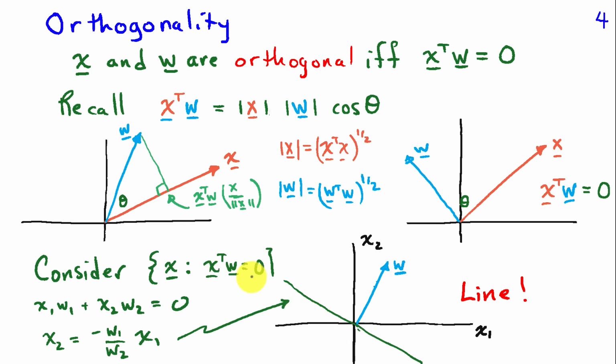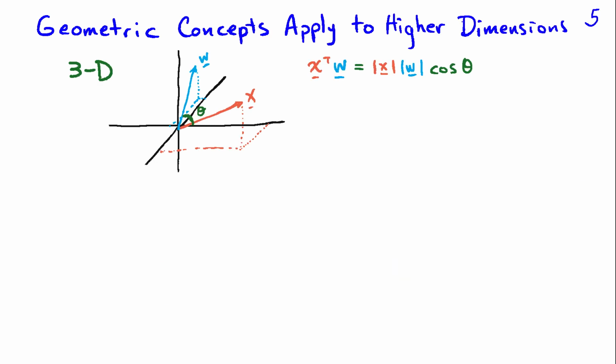Okay, so this gives us a line, which is something we used in the example a moment ago when we were looking at fitting that data. Now, these same geometric concepts of orthogonality and angles between vectors and so on apply in higher dimensions than 2. It just becomes more difficult to visualize and to draw. So I'm going to try to do 3 dimensions here.